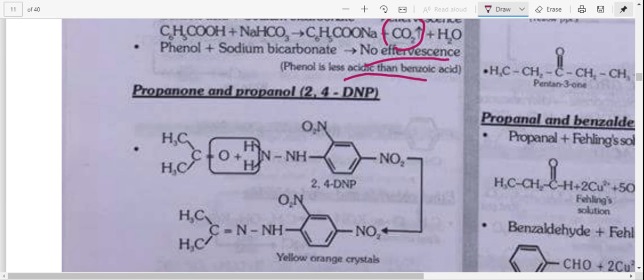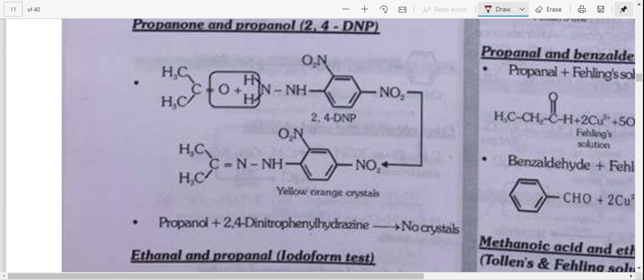So benzoic acid is more acidic. Phenol is less acidic. Next, distinction between propanone and propanol by 2,4 dinitrophenylhydrazine. See here, propanol is an alcohol, so there will be no crystals. But when propanone is reacted, it has a ketone group, so water will be replaced by the carbon atom bonding to the nitrogen atom, and you will have yellow orange crystals.